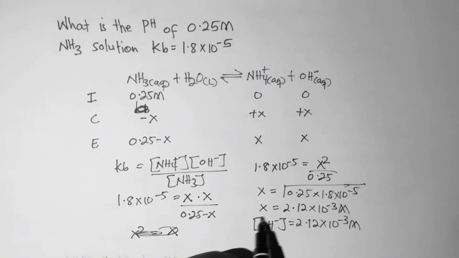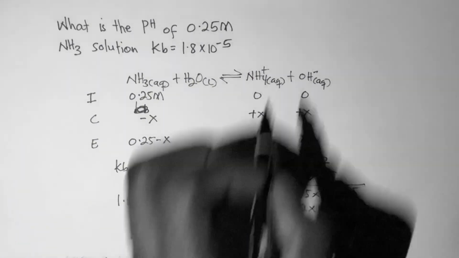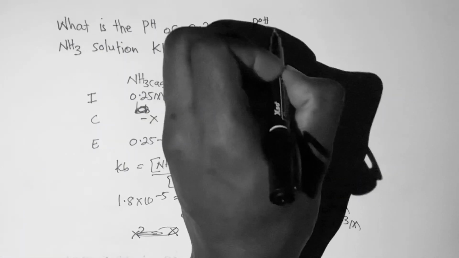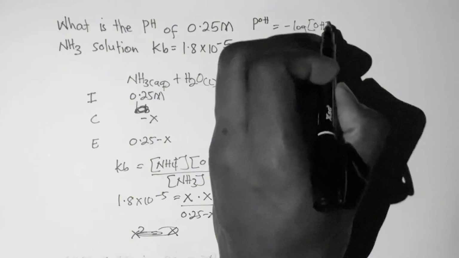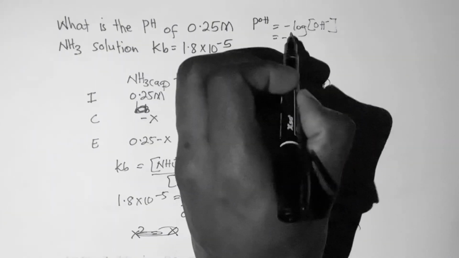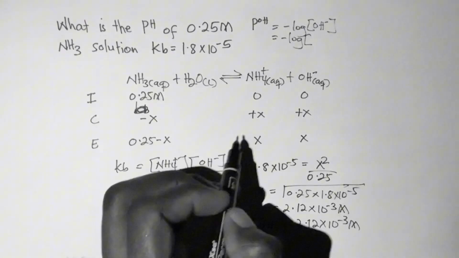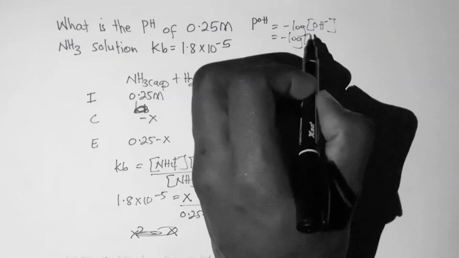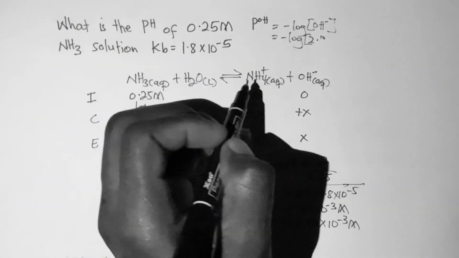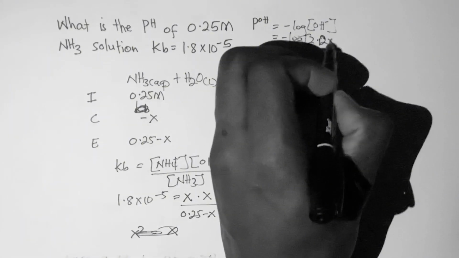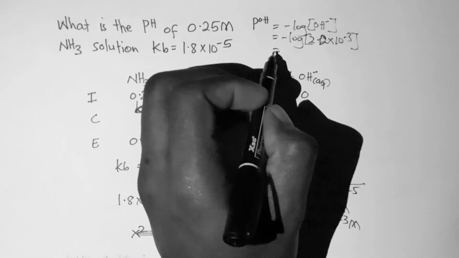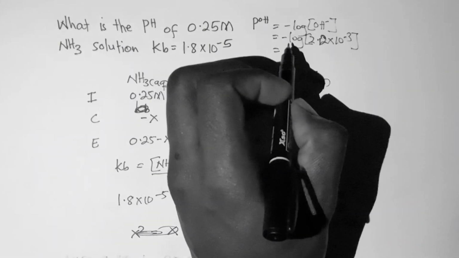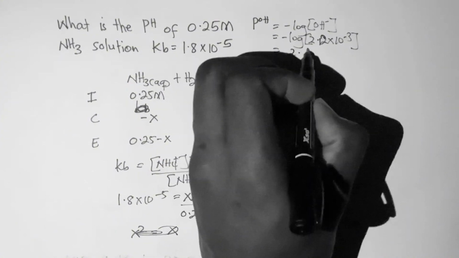Nonetheless, since we have the concentration of the hydroxide anions, we can find pOH. So pOH is equal to minus log of the concentration of the OH anions. So this is equal to minus log of 2.12 times 10 exponent minus 3. And if you compute this, we are going to get 2.67.